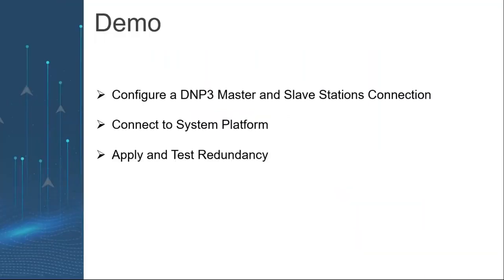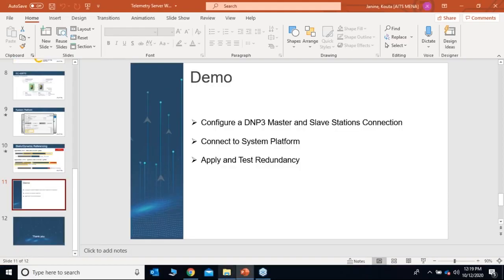Now, I will be demonstrating some examples. We will be configuring a DNP3 master and slave stations inside the telemetry server. Second, we are going to connect to the system platform. After that, we will apply and test redundancy. Let's go to our machine.